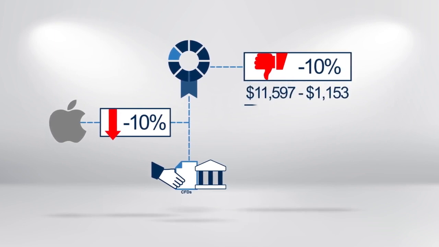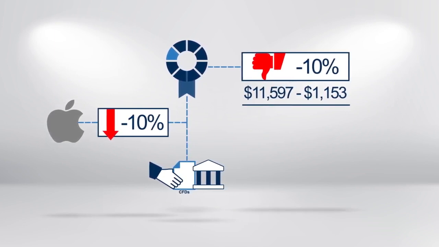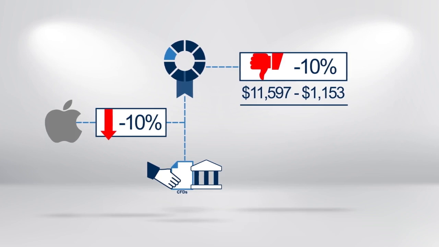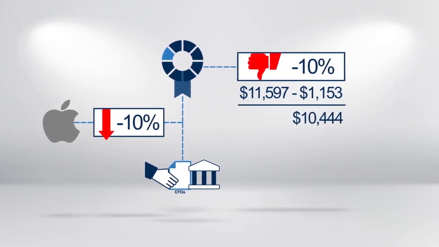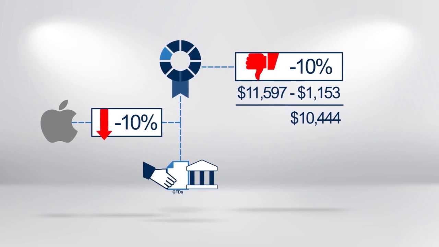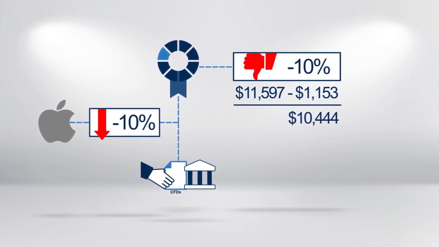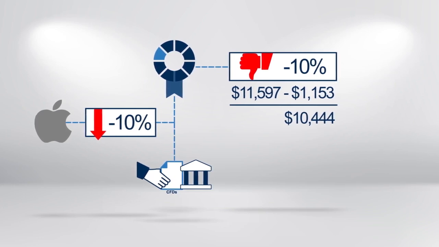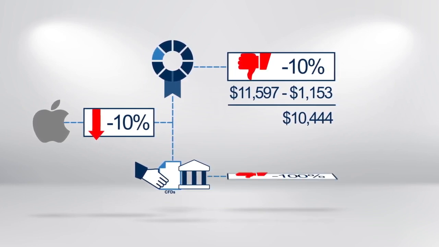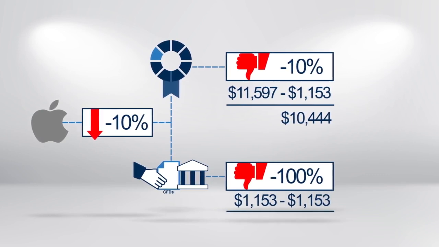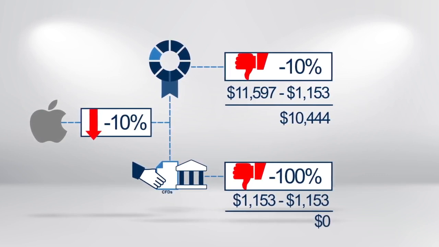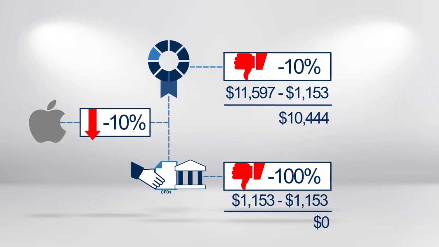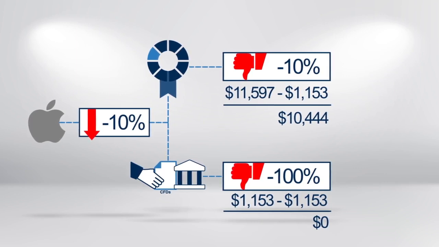The equity cash position will fall in value by $1,153. This would result in the cash value of the shares being $10,444. This is a reduction or loss of 10% from the original investment. The CFD position would also lose $1,153, but this would virtually wipe out the initial margin. The CFD trader would be looking at a 100% loss of capital invested.